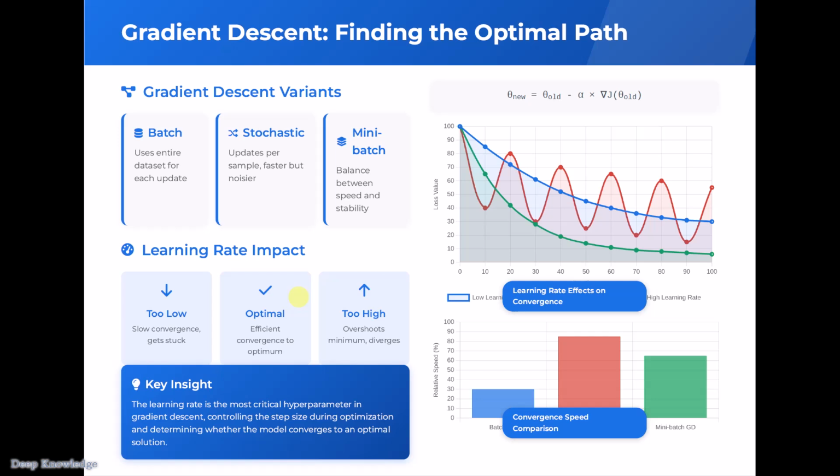The key insight is this: the learning rate is the most critical hyperparameter in gradient descent. It decides whether your model converges to an optimal solution or fails to learn altogether. So remember, mastering gradient descent is not just about the algorithm. It's about finding the right learning rate. And there are several, let's say, strategies for how to update the learning rate, and we will see this in the next videos.